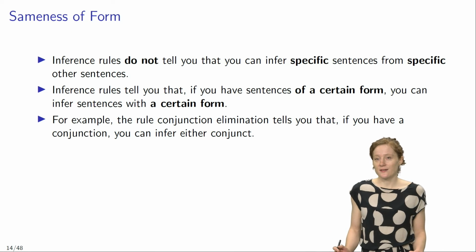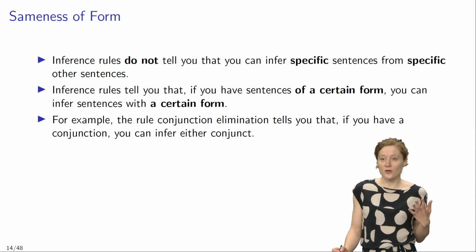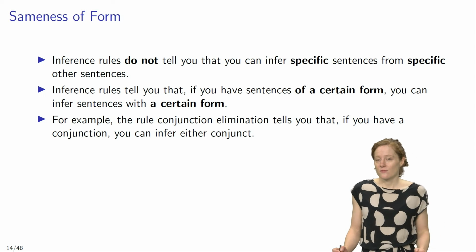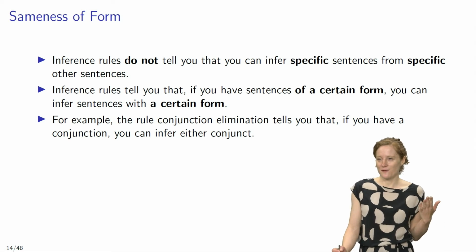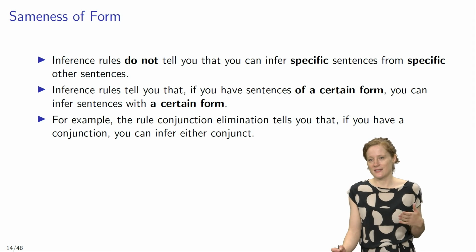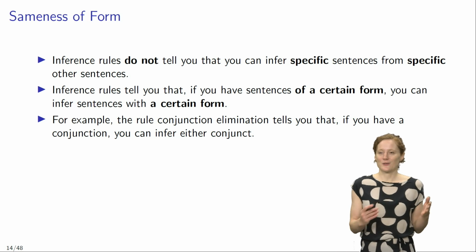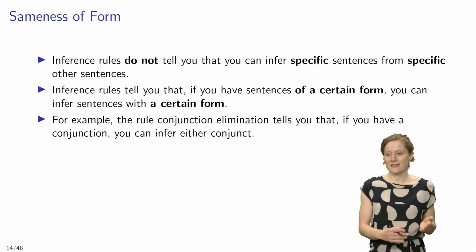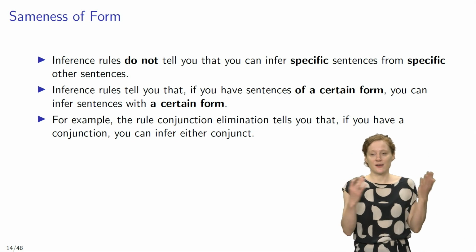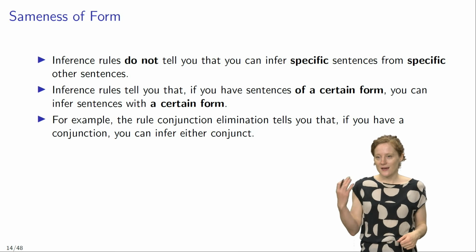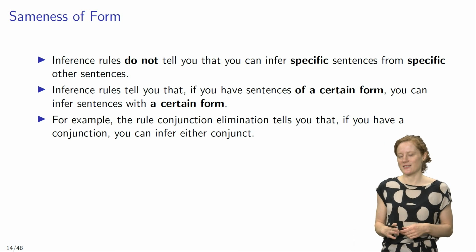So the upshot here is that inference rules do not tell you that you can infer specific sentences from specific other sentences. Rather, inference rules tell you that if you have sentences of a certain form, you can infer sentences with a certain form. So for example, the rule conjunction elimination tells you that if you have a conjunction, you can infer either conjunct, as we will discuss in more detail in the next part of this lecture.